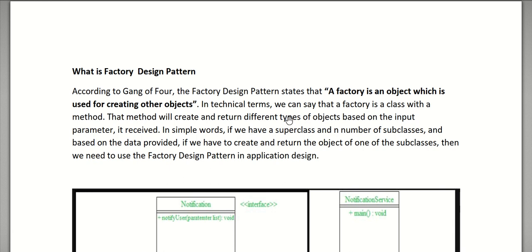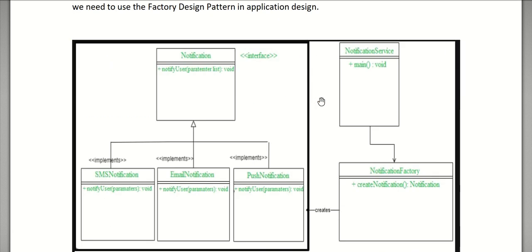So let's see an example. Notification is my base class, or I can say my base interface. So what are the various types of notifications available? We can create an SMS notification to your mobile, we can create an email notification for your email account, and we can create a push notification. So you can implement different kinds of notification, but the concept of notification is generic.